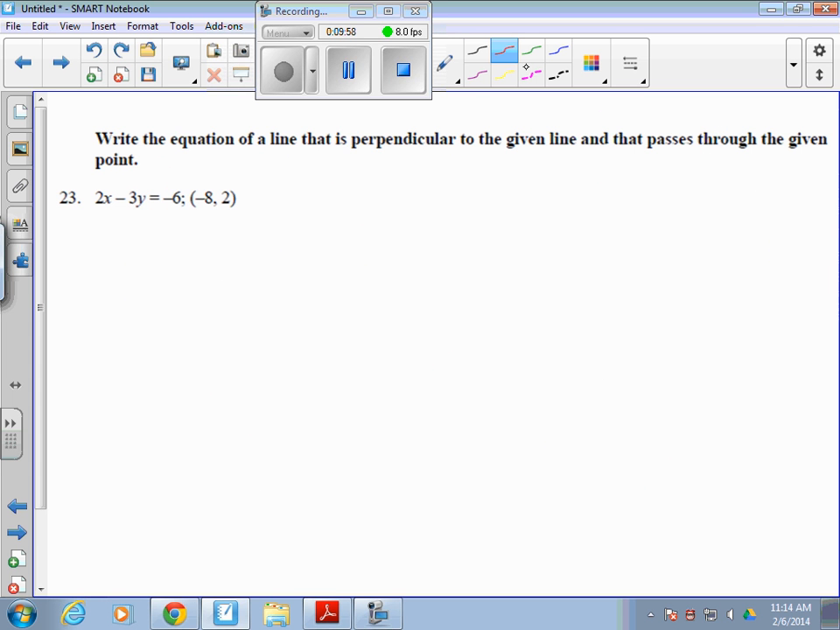23 says write an equation that's perpendicular to this that passes through the point given. Again, if it's perpendicular, all you're interested in is the m value. So this m value is -6. I'm sorry, I was looking at it as if it was point slope form. This equation's in standard form. 2x minus 3y is -6. You need to find out what the slope is. Move 2x over. So you have -3y equals -2x minus 6.